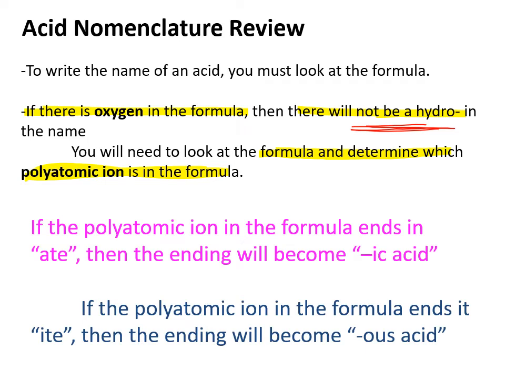So if the polyatomic ion in the formula ends in ate, which requires you to look at the formula and recognize the polyatomic ion, then it becomes ic acid. If the polyatomic ion in the formula ends in ite, then it becomes ous acid. And neither one of these have hydro. There's no hydro when there's oxygen.